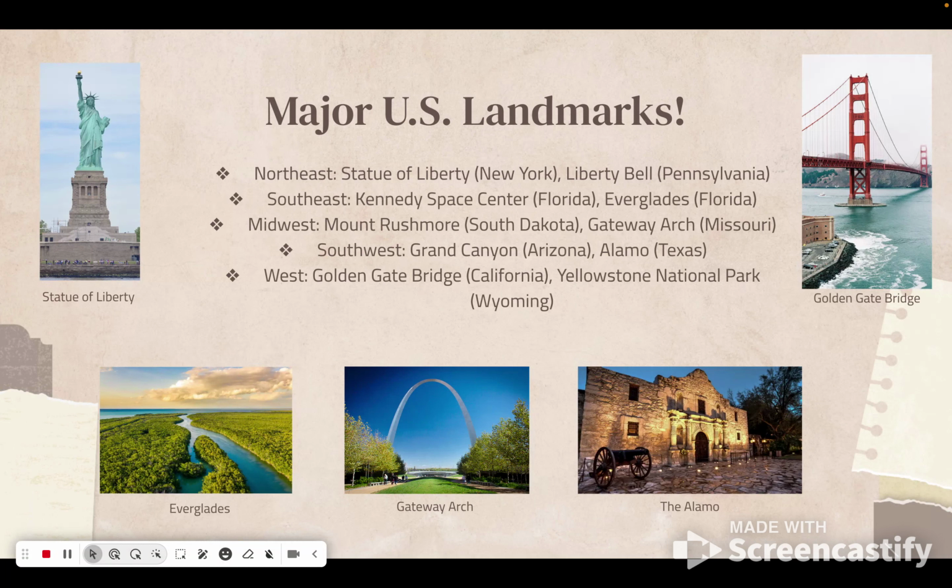In the Southwest, there is the Grand Canyon, which is in Arizona, and Alamo, which is in Texas. And our last one is the West region, which has the Golden Gate Bridge, which is found in California, and there's also a picture of it to our right, and Yellowstone National Park, which is in Wyoming.